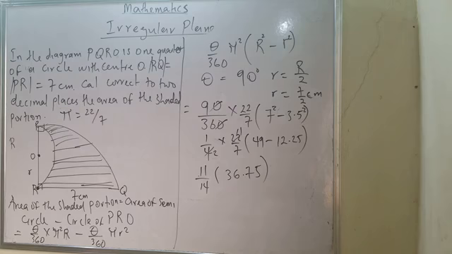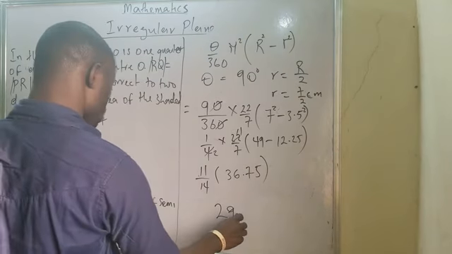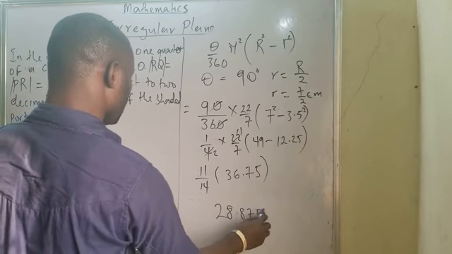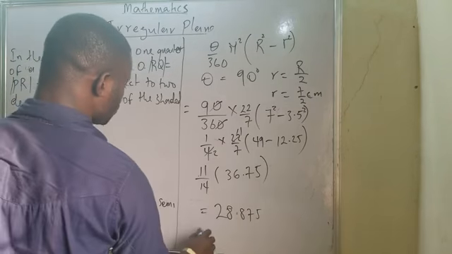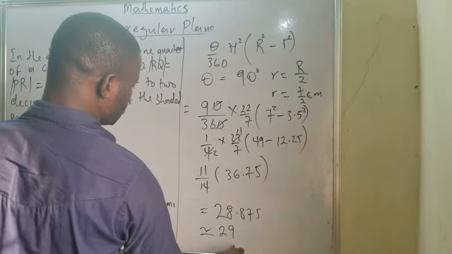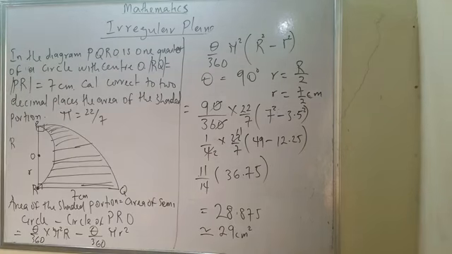That'll be 28.875, which is approximately equal to 29 centimeters squared. Please take note of that. 29 centimeters squared. Okay, that is just about that. But do not make any mistake.